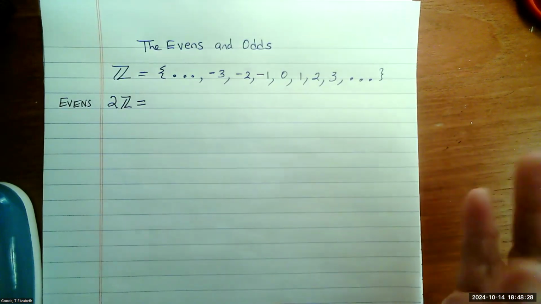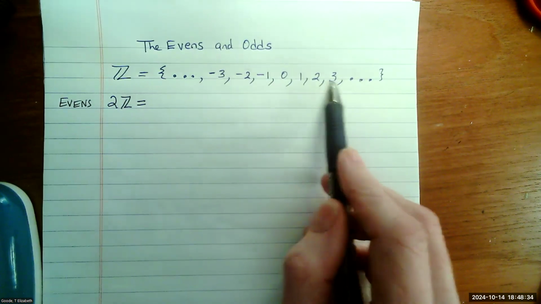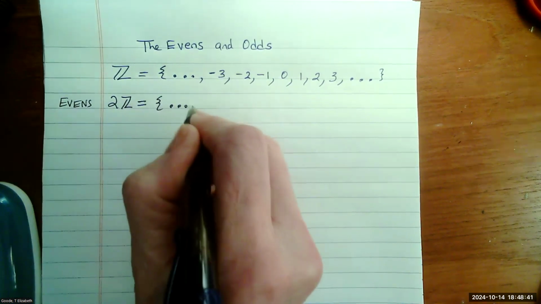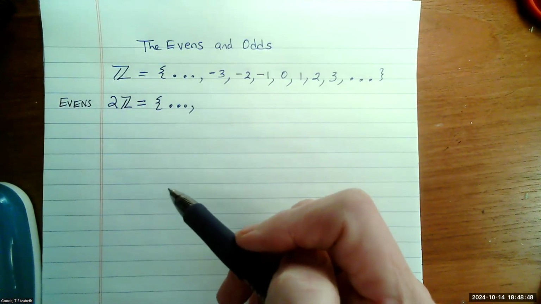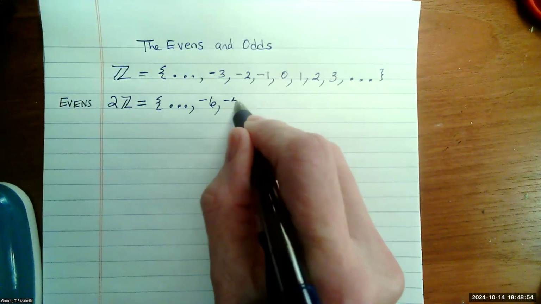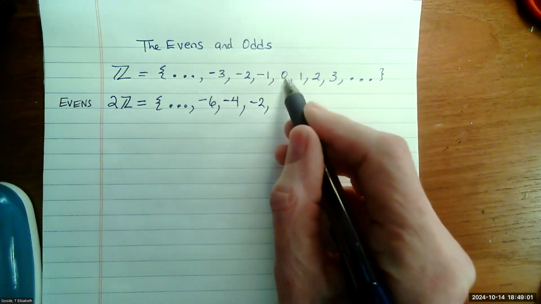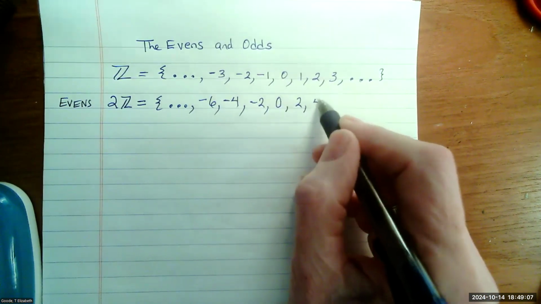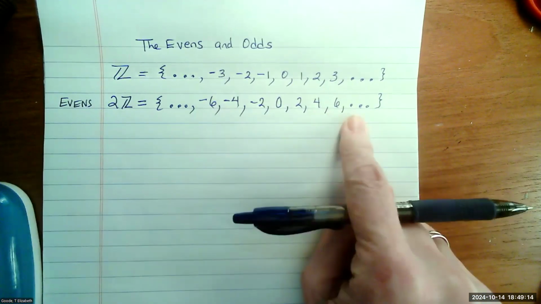But what does it mean when I say multiply a set by 2? What it means is you take each element of the set and you multiply each element by 2. So we'll just leave our dots. But of course, what happens when we multiply -3 by 2? What do we get? -6. Sure. And when we multiply -2 by 2, we get -4. When we multiply -1 by 2, we get -2. When we multiply 0 by 2, well, that's still 0. And then 1 times 2 is 2, and 2 times 2 is 4, and 3 times 2 is, see what I mean? This is what we recognize to be the set of even numbers.